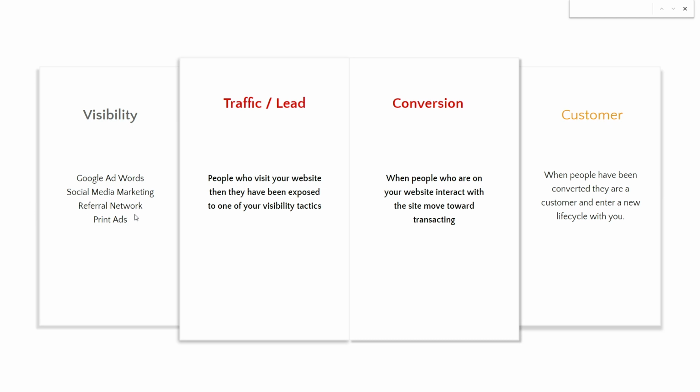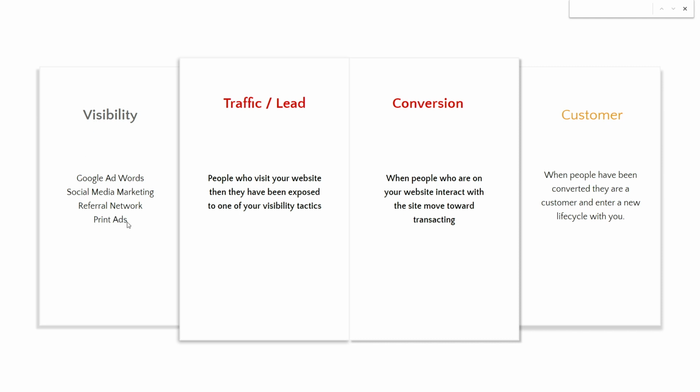Referral network can be a really strong one. So if people have worked with you before, they might tell other people about your business. That's a pretty cool form of visibility, and that's one of the ones that you really want to start working. And print ads are another classic visibility tactic. So that would be in newspapers, that would be in magazines, not as common nowadays, but for some businesses that can get some good results.